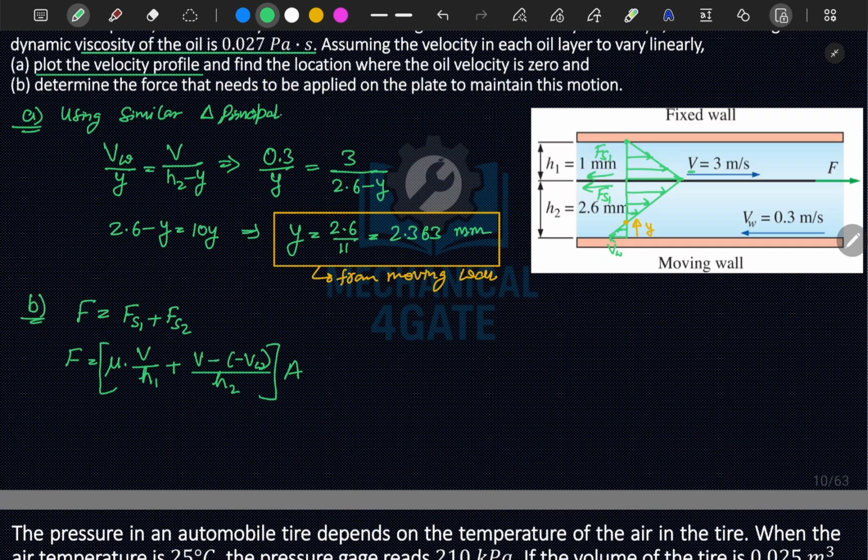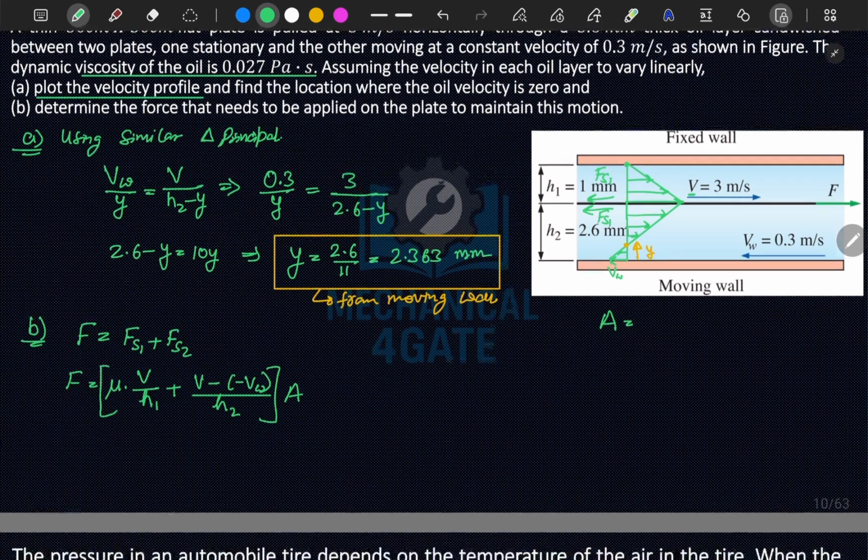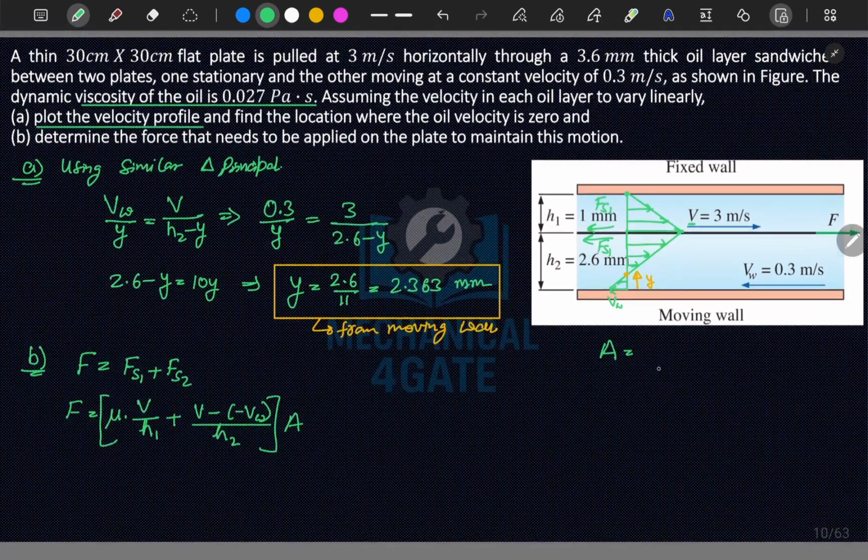So area A will be equal to, it is given 30 centimeter by 30 centimeter, so this is 0.3 into 0.3, which is equal to 0.09 meter square. This is your area.